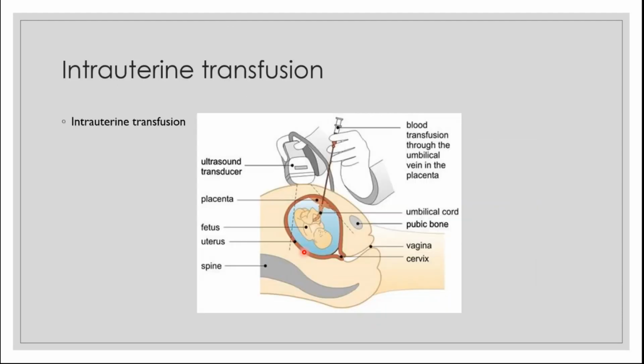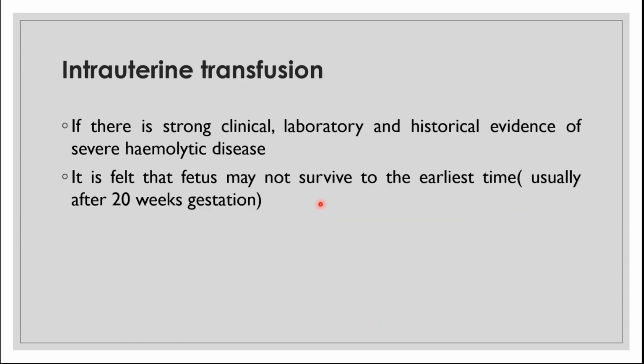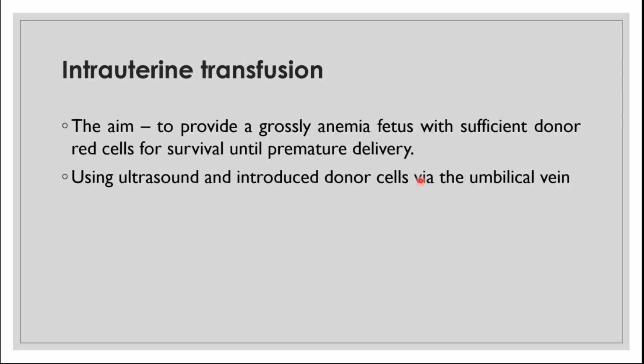Okay, this is how the intrauterine transfusion is done through the umbilical cord. If there is strong clinical, lab and histological evidence of severe hemolytic disease, and it is felt the fetus may not survive to the earliest time, the aim is to provide a grossly anemic fetus with sufficient donor cells for survival and premature delivery. Using ultrasound, donor cells are introduced via the umbilical vein.